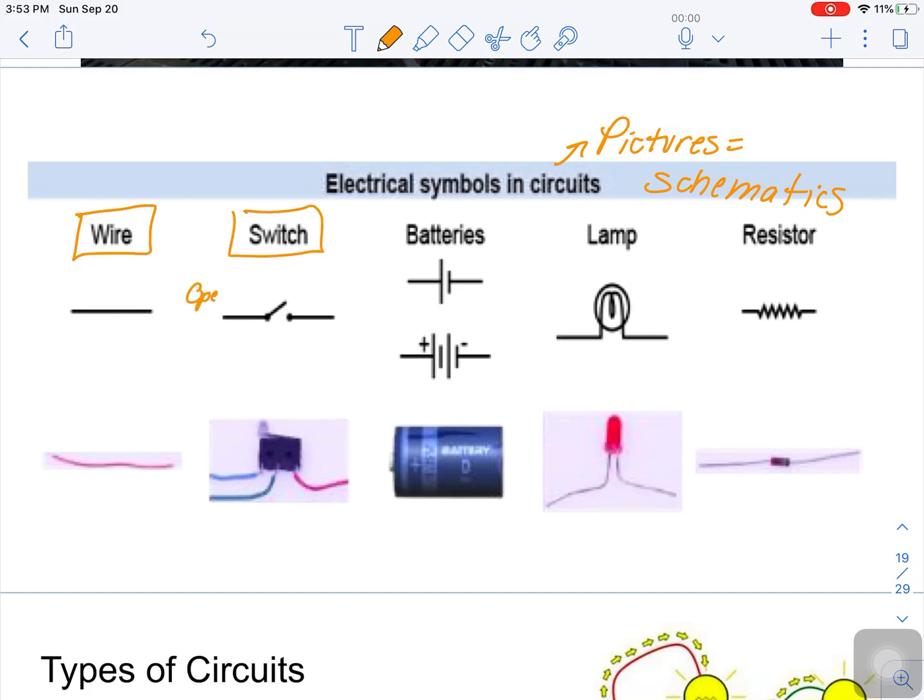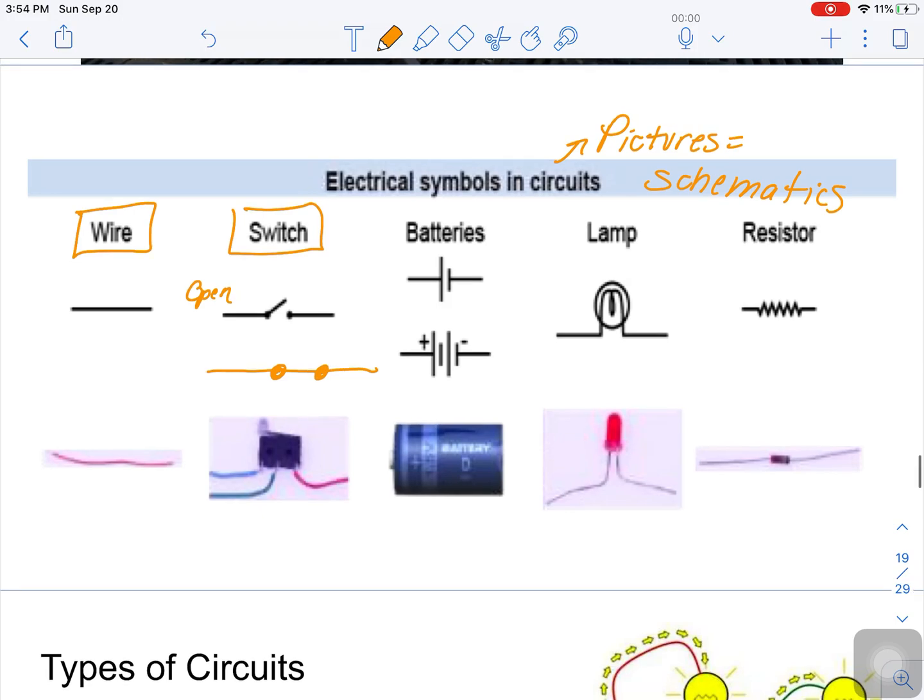Here's a picture of a switch that is open. So the bridge is out. It is that current electricity can't flow through. Here's a picture of a switch that is closed. And I use these two dots to show that there's a switch there versus just a plain wire.